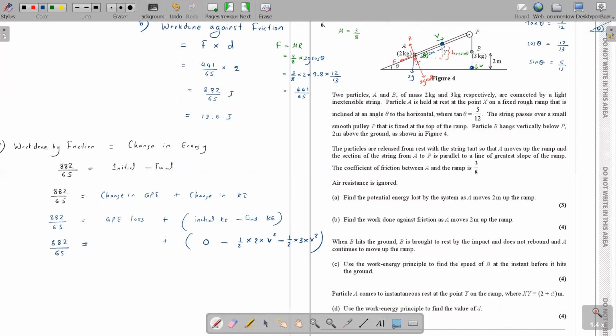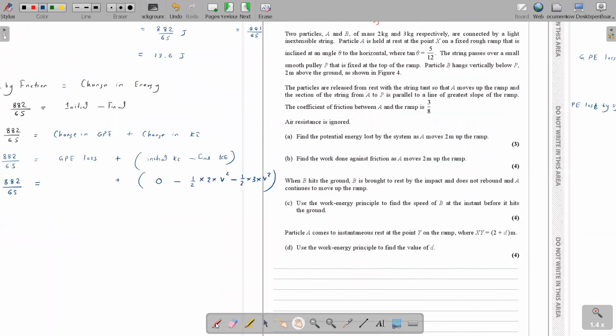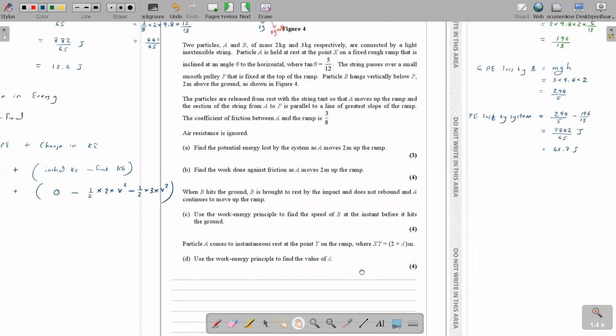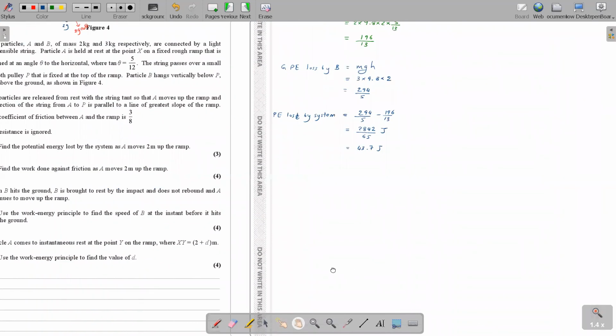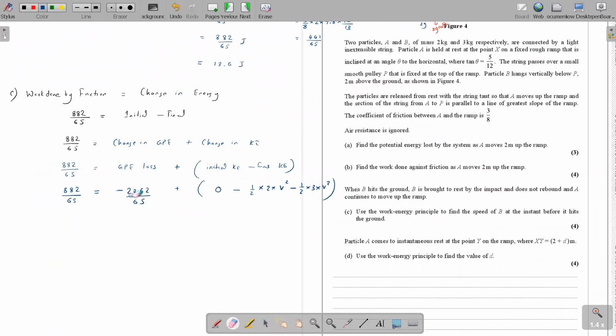882 over 65 equals GPE loss plus change in KE. GPE loss is how much, children? You calculate GPE loss, it is this value, 2842 over 65. It's a loss, so it's negative. So GPE loss is 2842 over 65. Is this okay, children? Can you guys work with me?